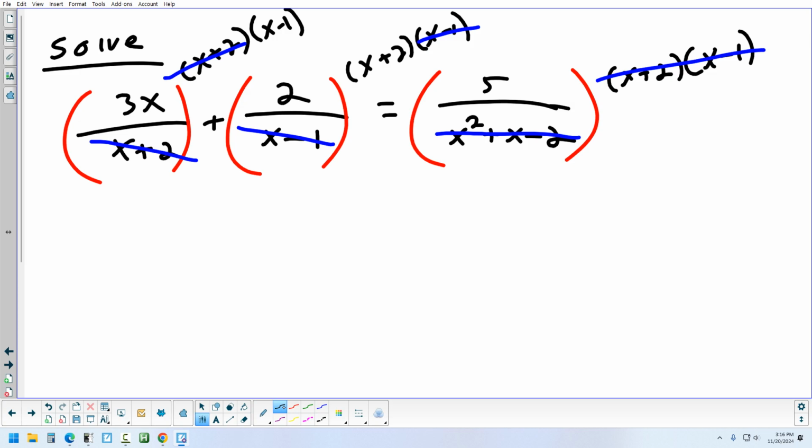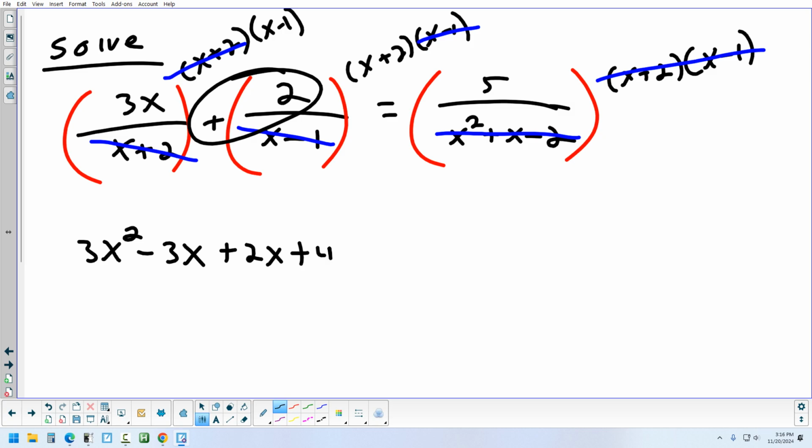The 3x is a distributive property. What do you get when you distribute that to the parentheses? That is going to be 3x squared minus 3x. And now the next one, you are distributing a positive 2 to the x plus 2. 2x plus 4. And what's left on the right side? The 5. Okay, so now what kind of equation is that based on the highest exponent?